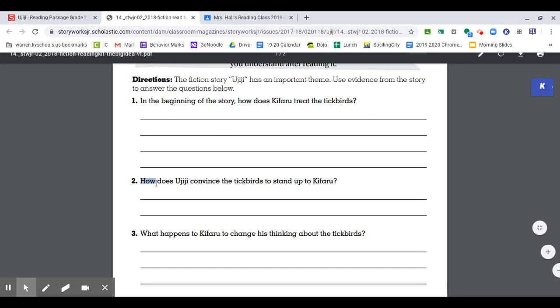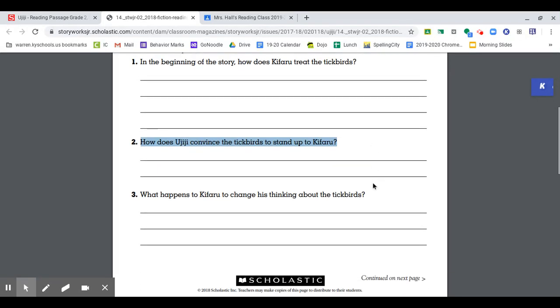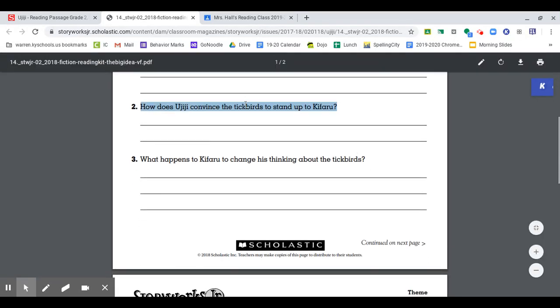Number 2, how does Ujiji convince the tick birds to stand up to Kafaru? Now I want you to look back in the text and find what he says to the tick birds and why he says that, and then what was his plan after that. How does he convince the tick birds to stand up to Kafaru?